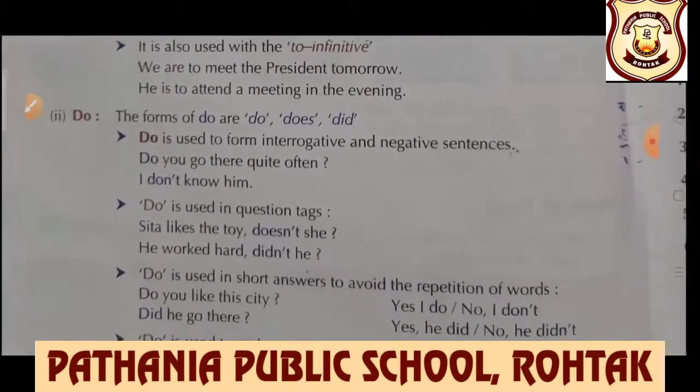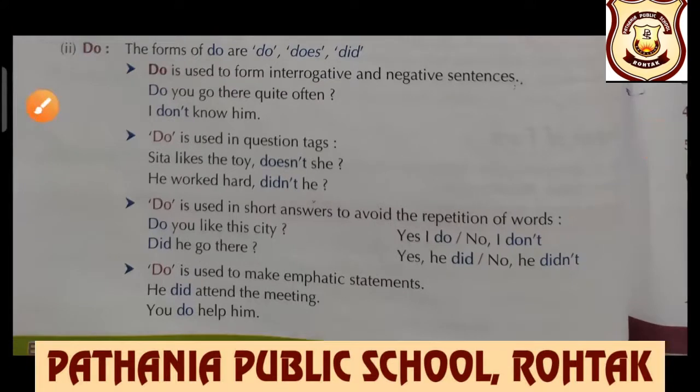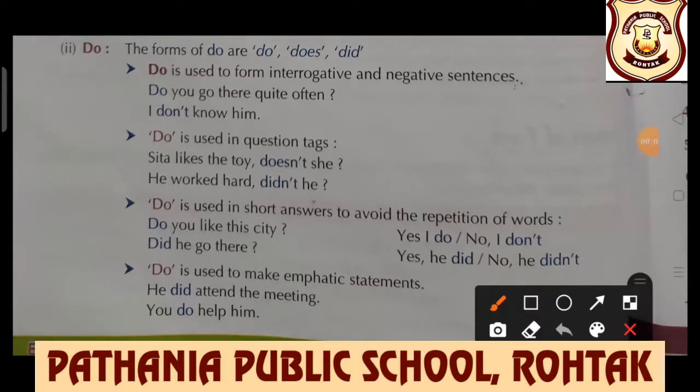Next we have the forms of do. The forms of do are do, does, did. Do is used with a plural noun. Does is used with a singular noun in present tense. And did is used in past tense with both singular and plural. Do is used to form interrogative and negative sentences. Interrogative, we all know, is a questioning sentence, and negative also we know, in which not is added, a negative statement.